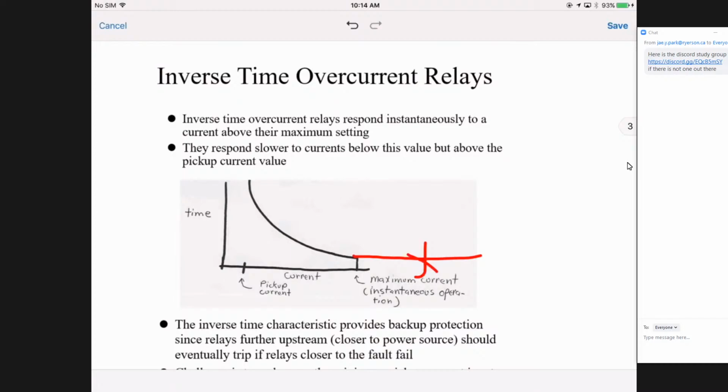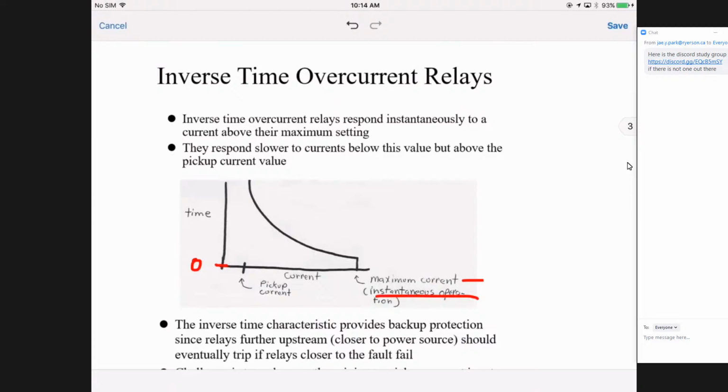No, it's not. It's searching for maximum current. We want to open the breaker in low time, in zero time. So when the current reaches the maximum, then we want to open it right away. That means it's the same as the instantaneous, not an inverse. Otherwise, it is an inverse curve.